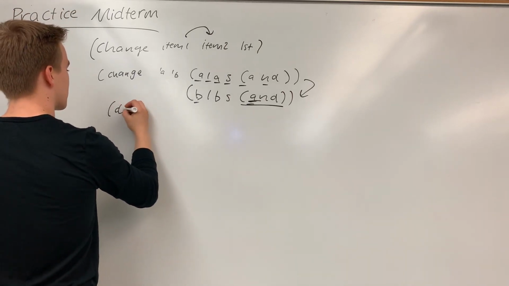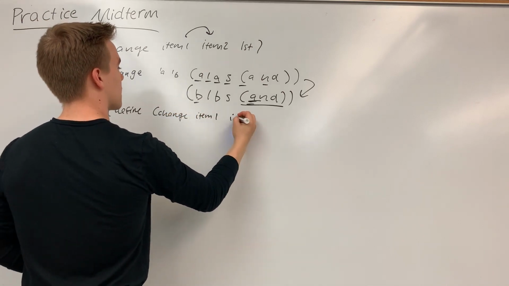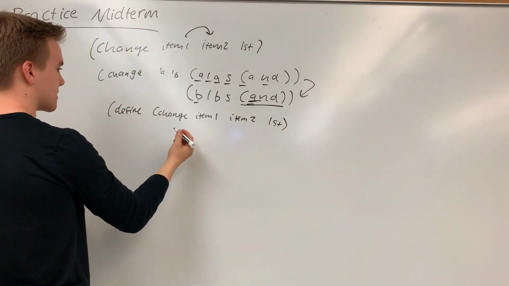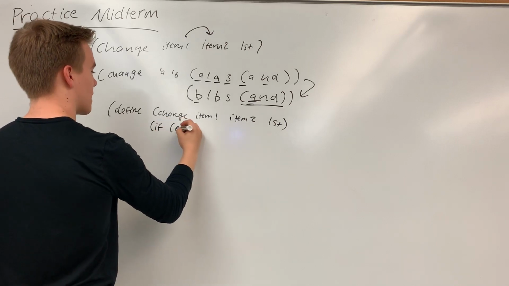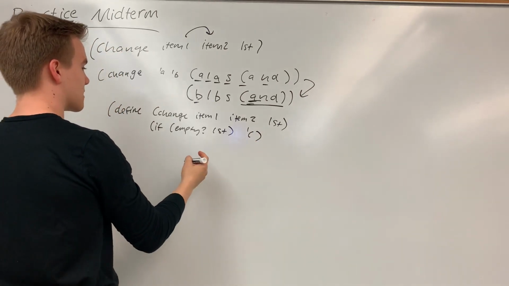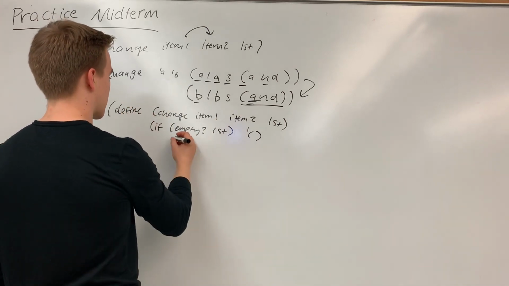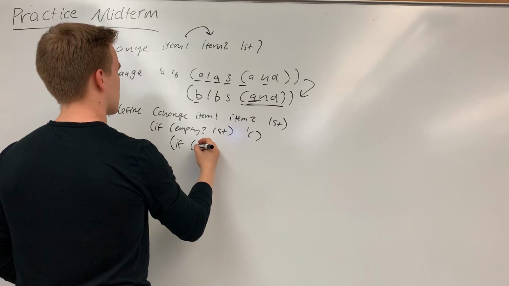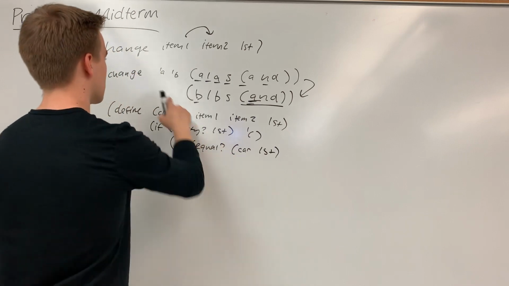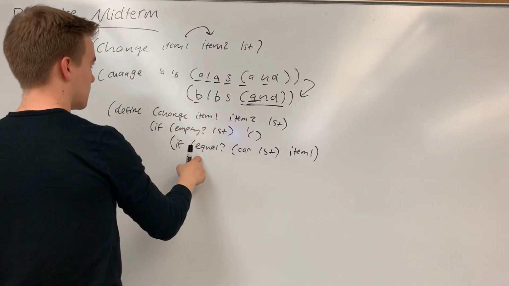So let's go. Define change item1, item2, list. Okay. My base case I have to write first. I'm going to write if empty list, and of course return the empty list. And my else is going to be another if, checking whether the car of this is what I'm looking for. So I'll say something like if equal car list to item1, and if that is true, I'm going to output item2.